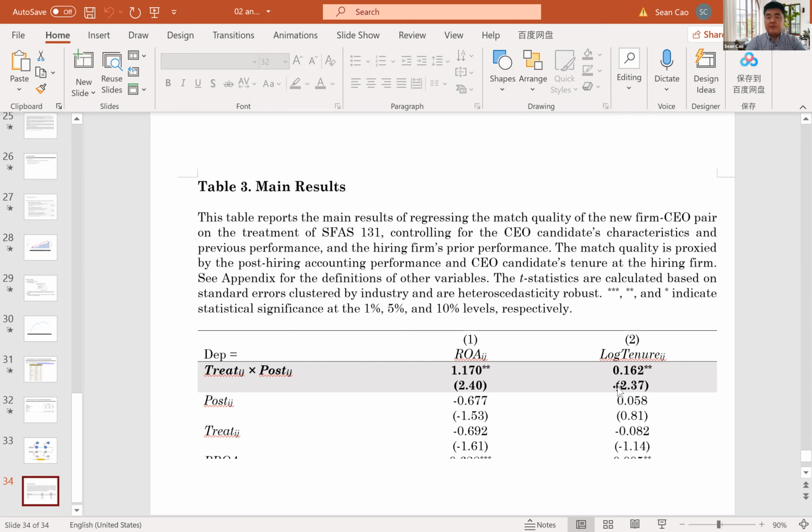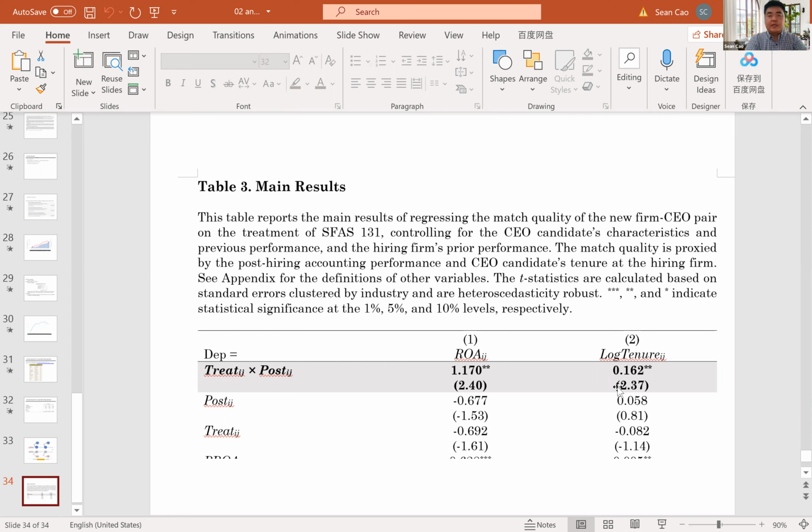But once the hiring firm knows more about the candidate CEO's segment performance, the CEO will stay longer in the hiring firm. That's the idea. So let's still take me as the example. What do you mean by this result?